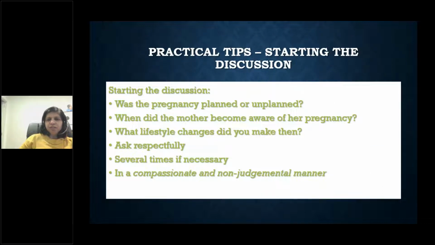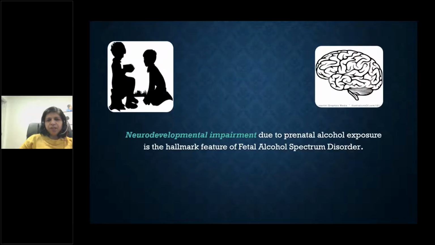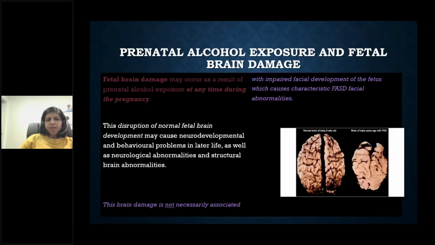So we have already covered how to start this discussion. Now, on the next slide, we will talk about neurodevelopmental impairment, which is actually the most important and most definitive criterion in terms of making a diagnosis. So you cannot make a diagnosis of fetal alcohol spectrum disorder if the neurodevelopmental impairment is not there. It is the hallmark feature of this disorder, and it can look different in different patients.